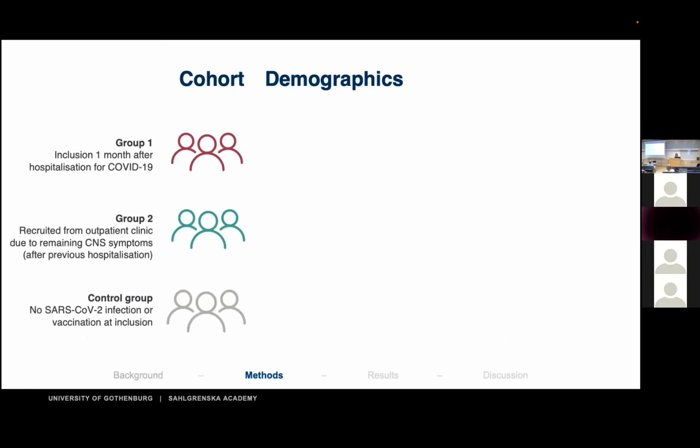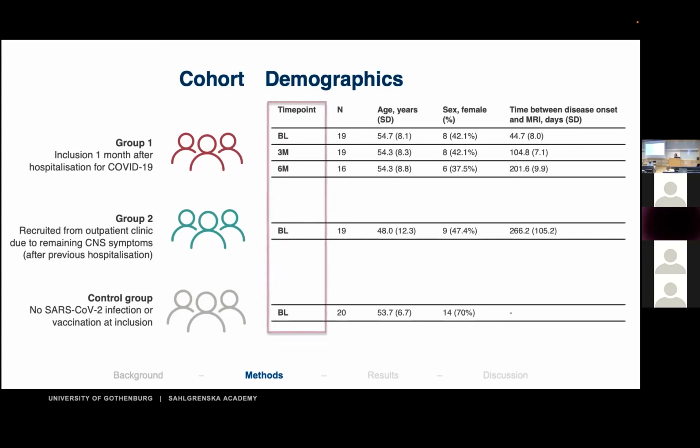The following three groups are included in our study. First, we have a COVID-19 patient group that was included 1 month after hospitalization. Second, we have a COVID-19 patient group that was recruited due to remaining CNS symptoms, and we have a control group. For group 1, we have baseline and 3 and 6 months follow-up data available. And for group 2 and the control group, only baseline data at the moment, and around 19 to 20 subjects were included in each.